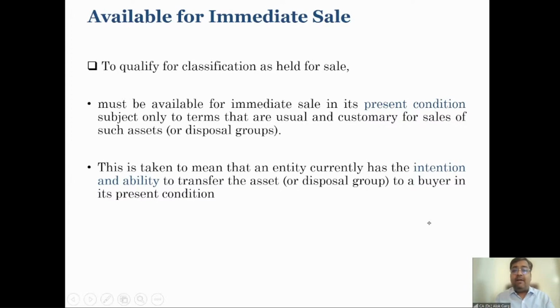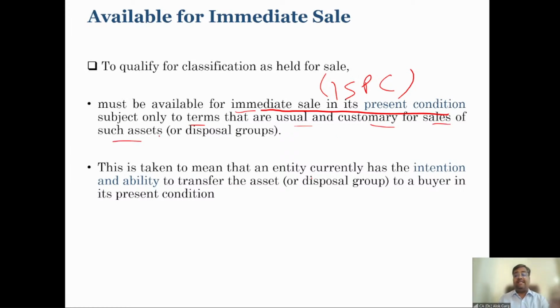It must be available for immediate sale in the present condition, ISPC, subject only to terms that are usual and customary for sales of such assets. So I agreed with Karthik that, okay, I want to sell this building right away. But friends, can I sell it right away? Of course, there will be some time, which is the usual time.